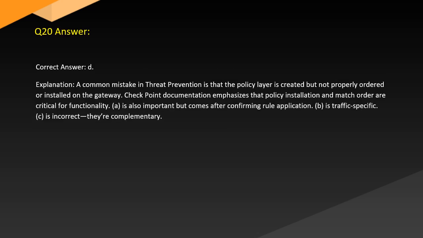Answer. Correct answer: D. Explanation: A common mistake in threat prevention is that the policy layer is created but not properly ordered or installed on the gateway. Check Point documentation emphasizes that policy installation and match order are critical for functionality. A is also important but comes after confirming rule application. B is traffic specific. C is incorrect. They're complementary.